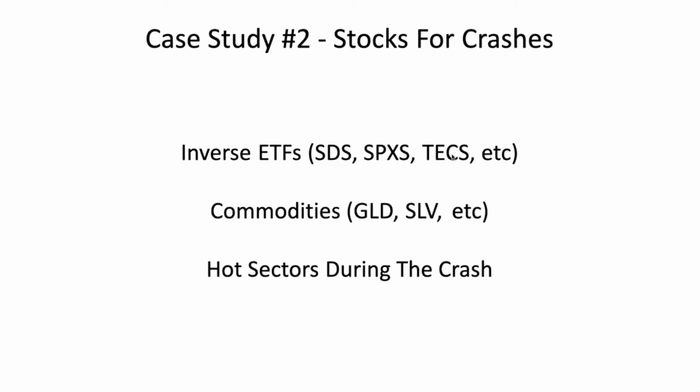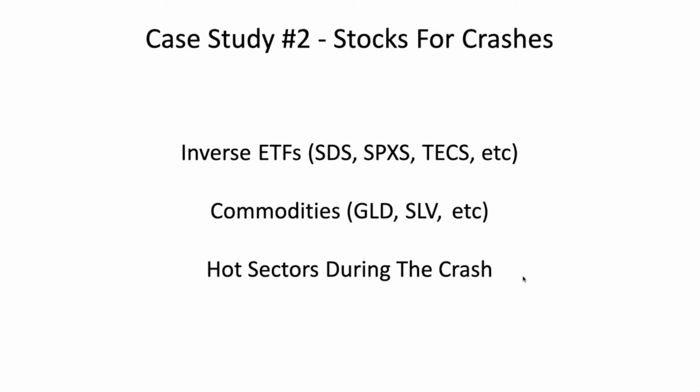Other things that go up during crashes are commodities, right? Gold, silver, metals, those things go up because they are tangible assets, and that's just what people see. Basically, they're just known as insurance. So when the market goes down, gold and silver and metals tend to do well.